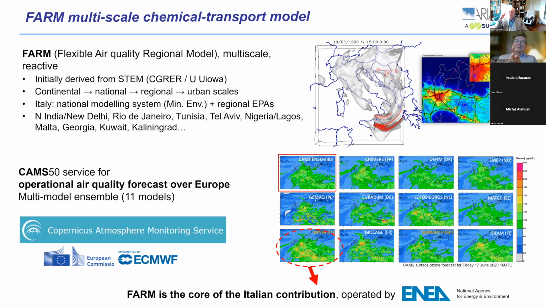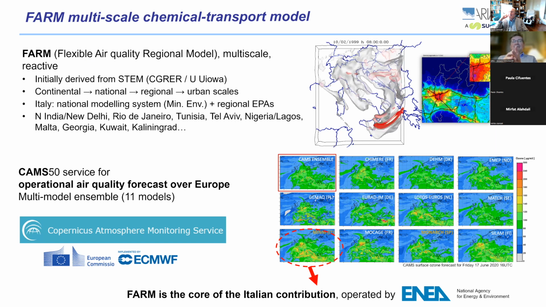And in Italy, they have the national modeling system for the Ministry of Environment, that is the ENEA mini system, and the regional EPAs. And the other places of application of FARM are mostly done with ARIA Technologies in France, because we work completely hand in hand. So there's a large number of applications. And you see here, the interesting point on this animation is the plumes from the volcanoes in the South of Italy. It's fun.